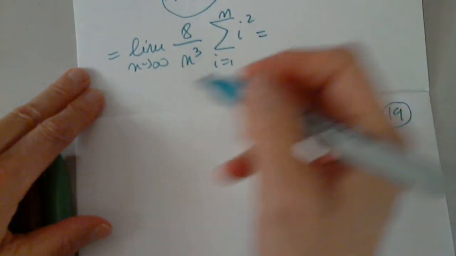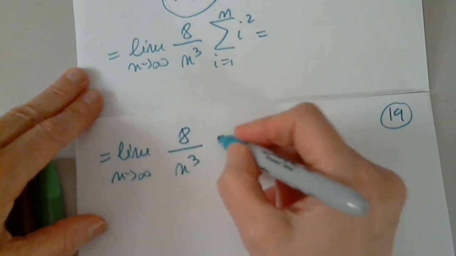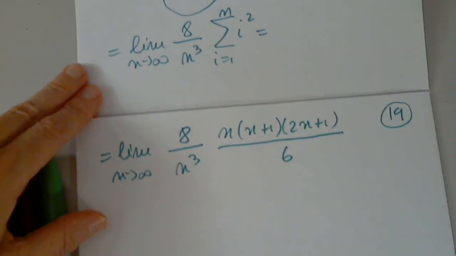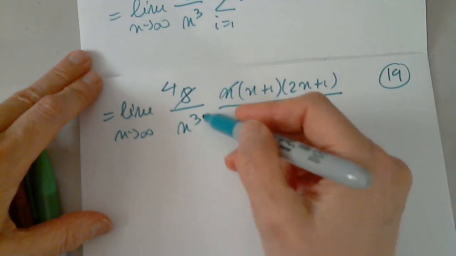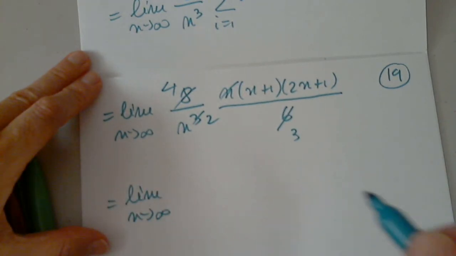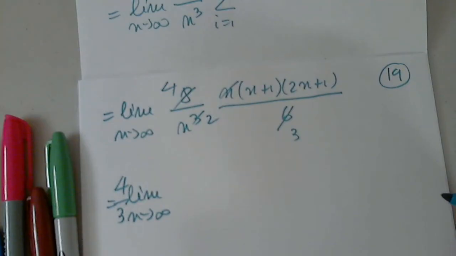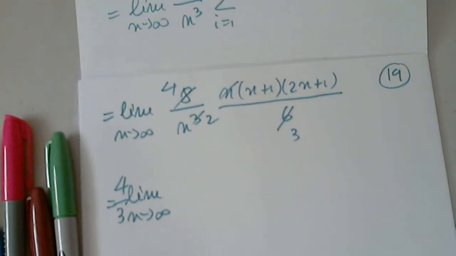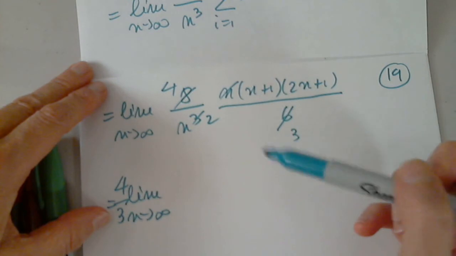So that equals the limit as n approaches infinity of 8 over n cubed, n plus 1, 2n plus 1 divided by 6. Yes, I'll simplify by 2. I'll simplify by n. And we have limit as n approaches infinity, 4 over 3 can go outside. Just one second, did I copy the 2/3? Yes, I did copy it. For one second I said, oh, what if I forgot? Okay, no, I didn't. So 4/3 is outside.